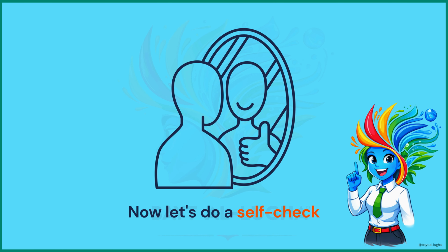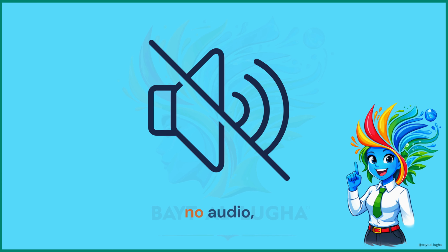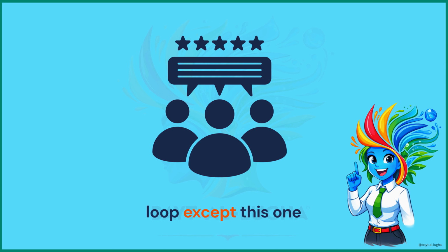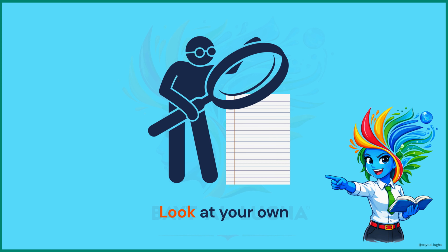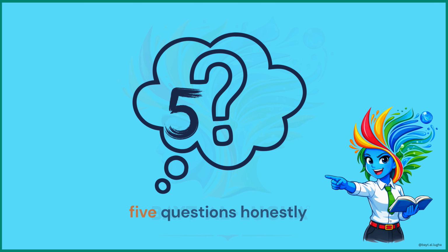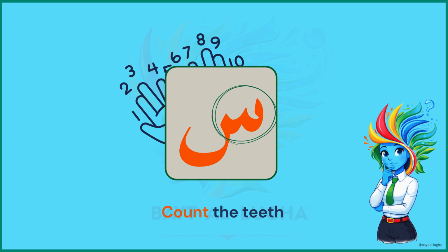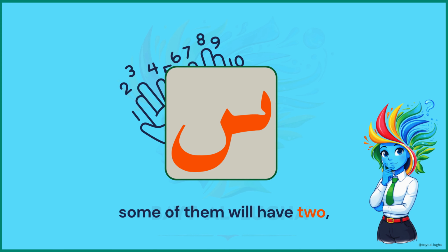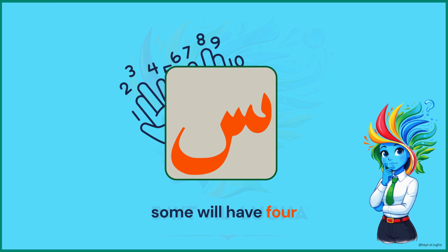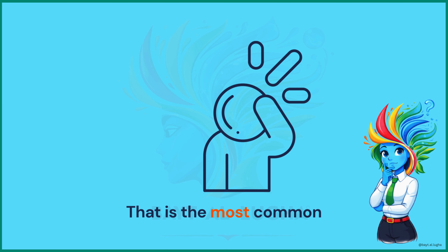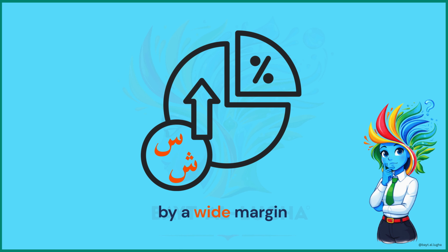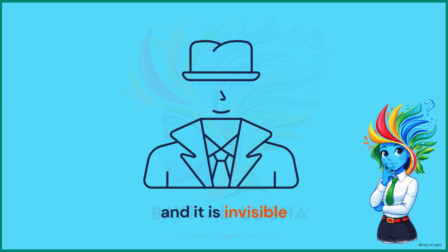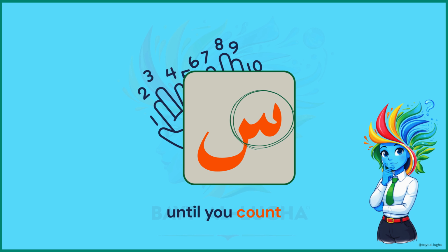Now let's do a self-check. No teacher, no audio, no feedback loop except this one. Look at your own page and answer 5 questions honestly. Question 1. Count the teeth. Every sheen and every sheen on your page should have 3. Some of them will have 2, some will have 4. That is the most common error in this group by a wide margin, and it is invisible until you count.